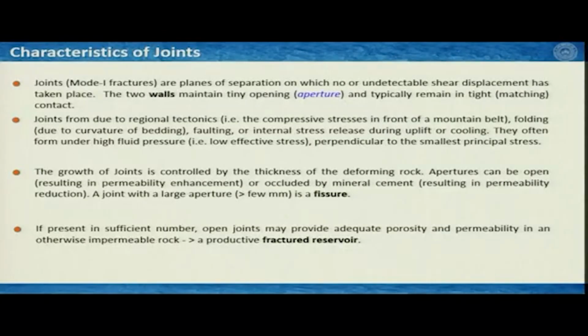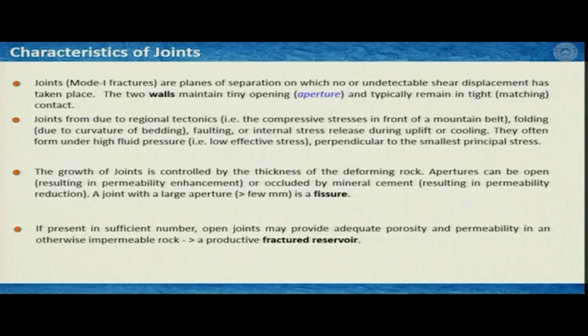Joints are mostly mode 1 fractures, and these are planes of separation on which no or very negligible, undetectable shear displacements have taken place. The two walls of the joints generally maintain a very tiny opening, and the opening is known as aperture, and they typically remain in tight or matching contact.